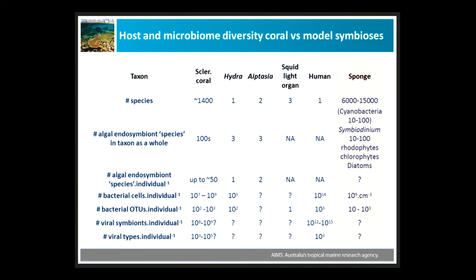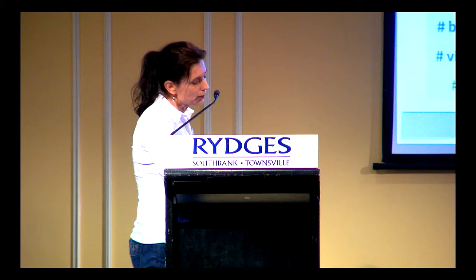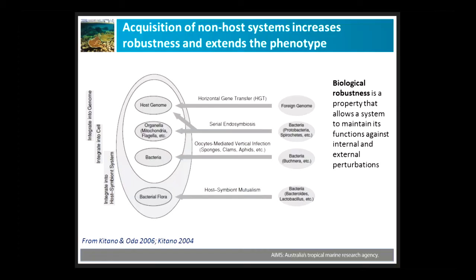So in summary, yes, corals are very highly symbiotic models, but so are the sponges. But those are probably the most diverse we know to date. And this diversity is important in terms of how the coral can cope with environmental change. And this was first posed by Kitano, and he calls it biological robustness and the extended phenotype. Robustness is defined as a property that allows a system to maintain its functions against internal and external perturbations.